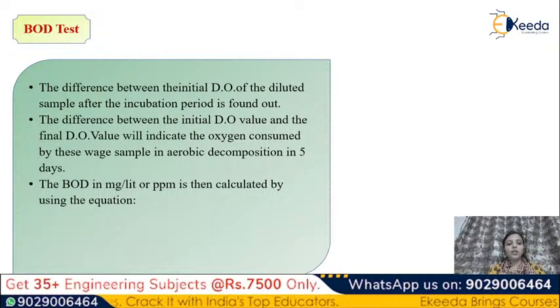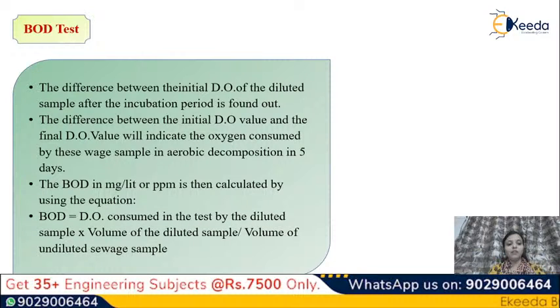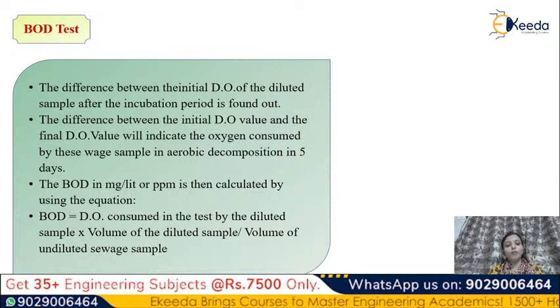So the BOD in mg per liter or ppm, that is parts per million, is then calculated by using the equation. BOD is equal to DO consumed in the test by the diluted sample multiplied by volume of diluted sample divided by volume of undiluted sewage sample. So that is the formula for calculating BOD.